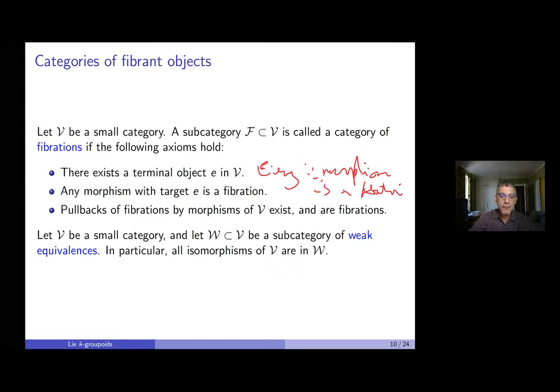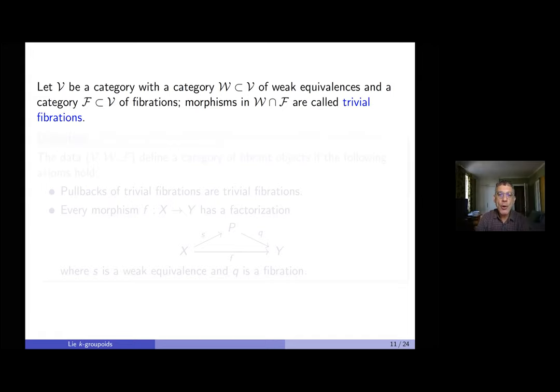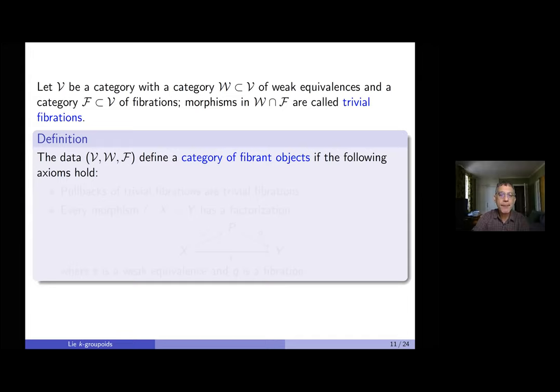So in particular, we're interested in those fibrations which are also weak equivalences. In this subject, those are called the trivial fibrations. This was originally studied by Brown, and he called them acyclic fibrations, but more recently people tend to call them trivial fibrations. So a category of fibrant objects is a small category V with a category of fibrations and a category of weak equivalences with the following two additional axioms. The first is that the pullback of a trivial fibration is a trivial fibration. Notice I'm not assuming that the pullback of a weak equivalence is a weak equivalence. In fact, it's not even the case that weak equivalences always have pullbacks. In general, they only have a pullback along a fibration.